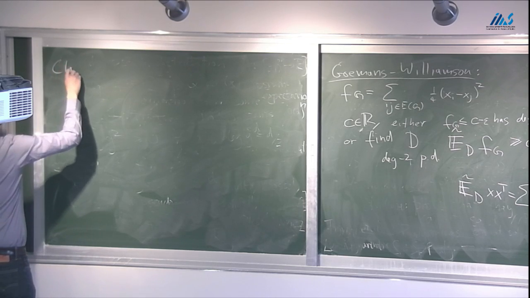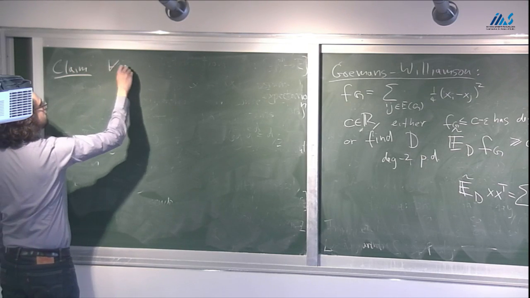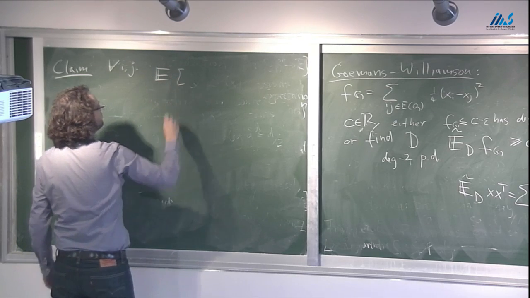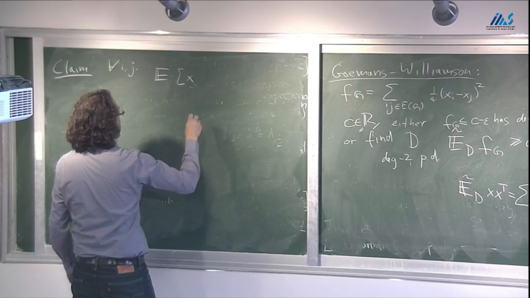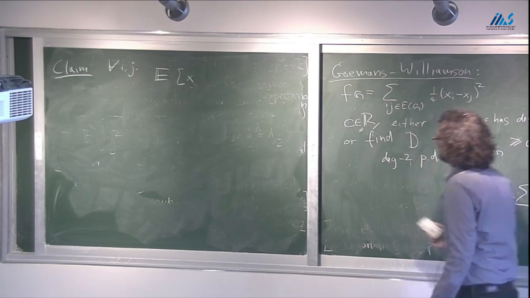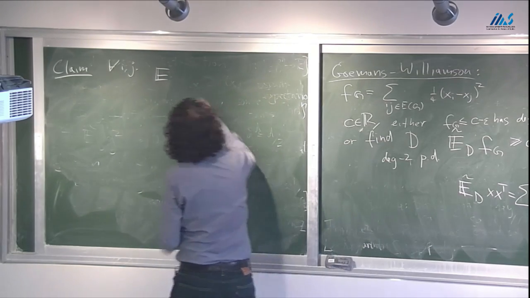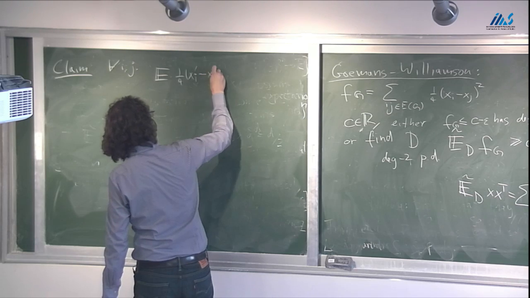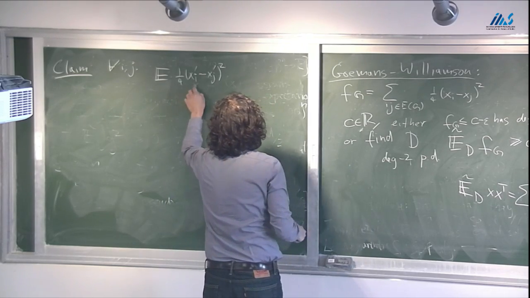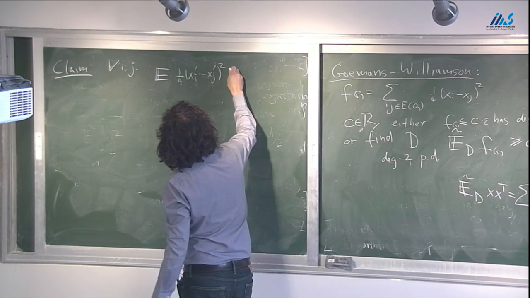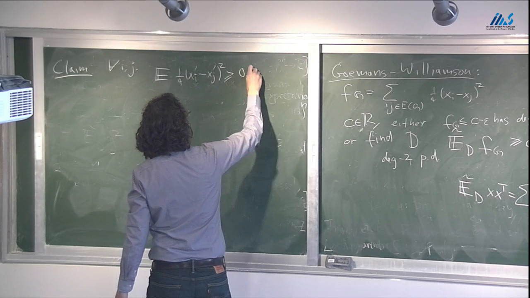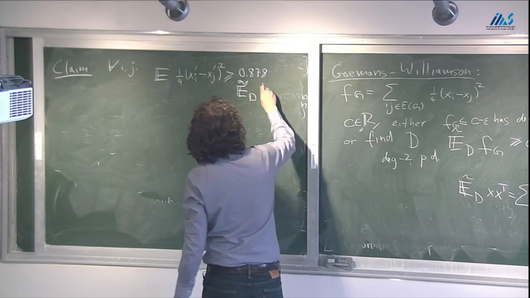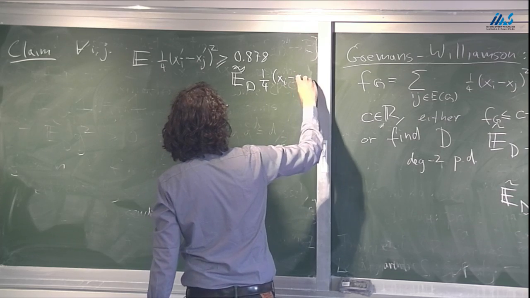So the claim is that for every i and j, if you look at the probability of the event that xi prime is different from xj prime, this probability is at least 0.878 times the corresponding probability in the pseudo distribution.